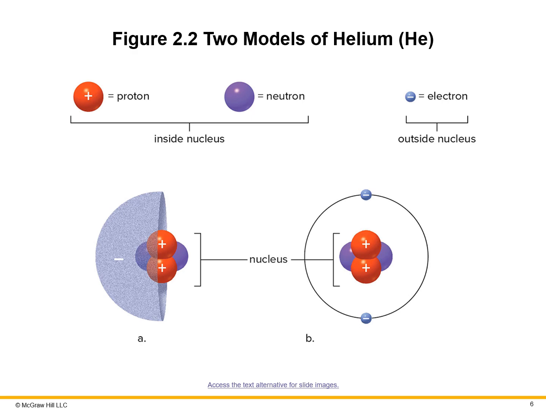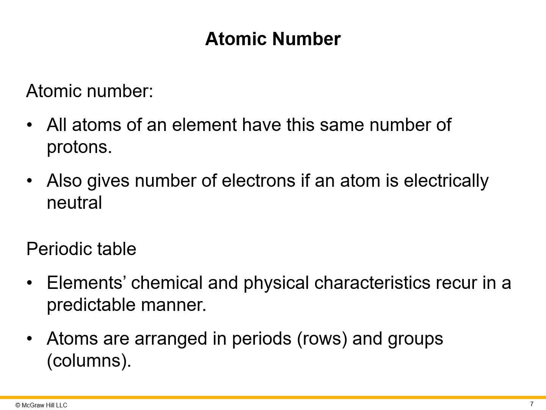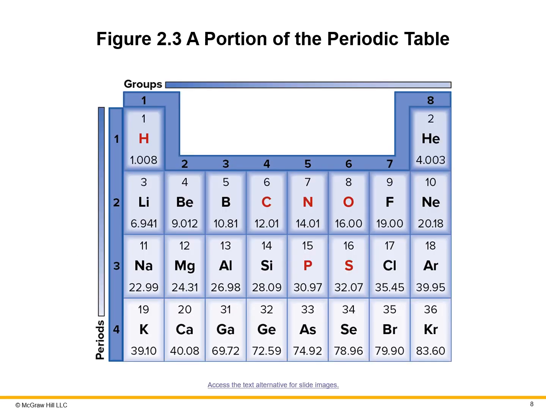You can take a look at this structure on page 23 if you like. I'm going to move past it. And I'll go over this really quickly, but all atoms of an element have the same number of protons. But that also gives the number of electrons if an atom is electrically neutral. So the atomic number, those are the facts on that. We know what the periodic table is. That is where elements' chemical and physical characteristics recur in a predictable manner. Atoms are arranged in periods or rows, and groups are in columns. We've all seen the periodic table. This is a portion of that.